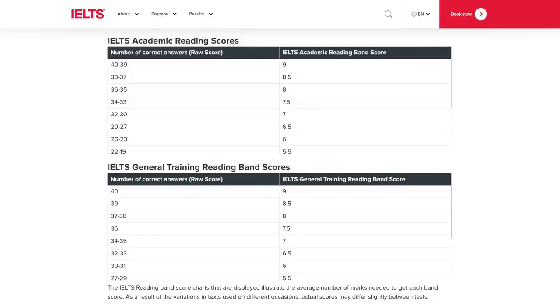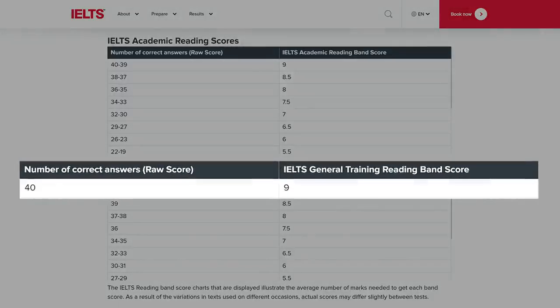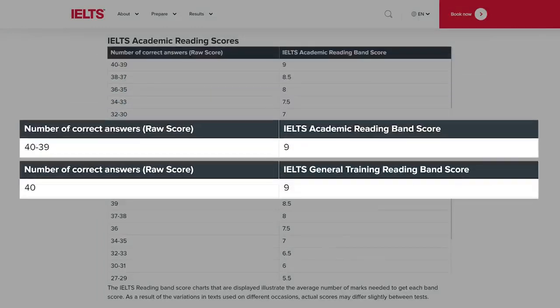Band 9 students also understand that general training and academic are the same difficulty. That is because for general training, you need a score of 40 out of 40 to get a Band 9. But for academic, you can get one wrong, you can get 39 out of 40 and still get a Band 9. And to be honest, the only people who think that general training is much easier than academic are people who do the academic test and fail to get the score that they need. It's just a way of making themselves feel better by breaking other people down to their level.